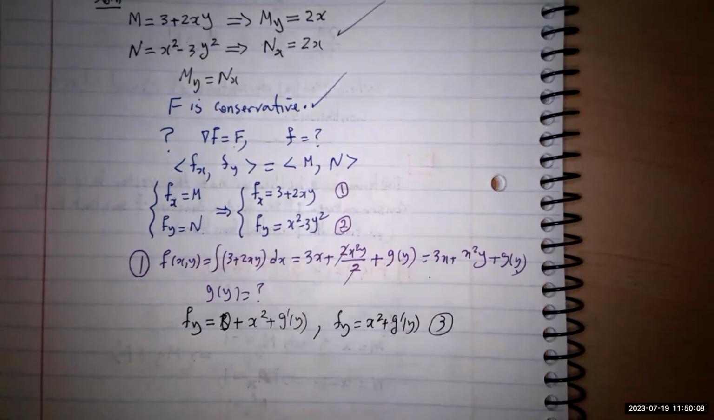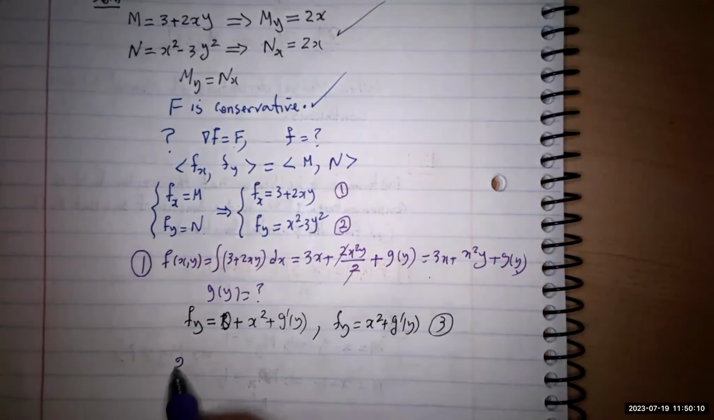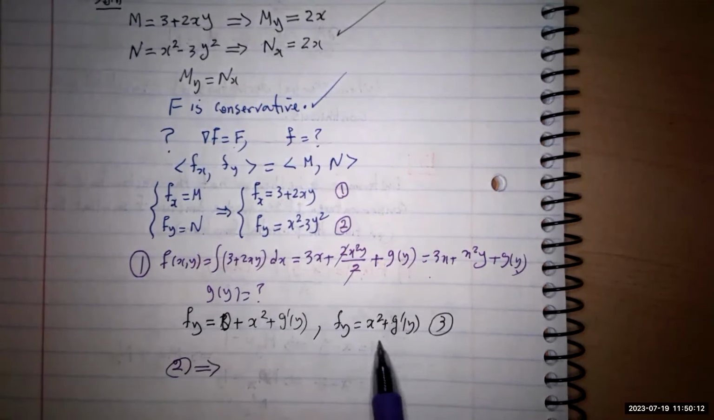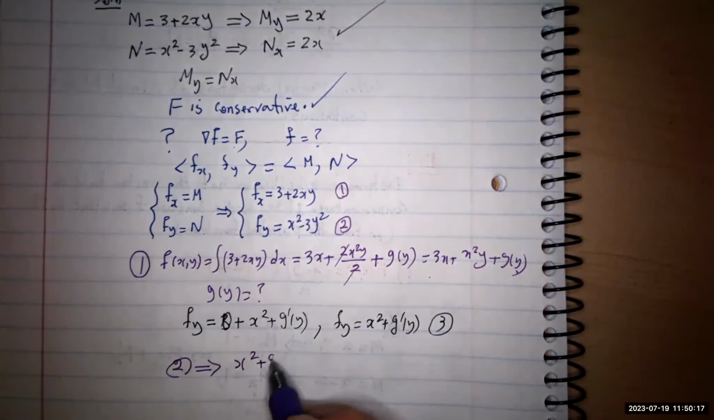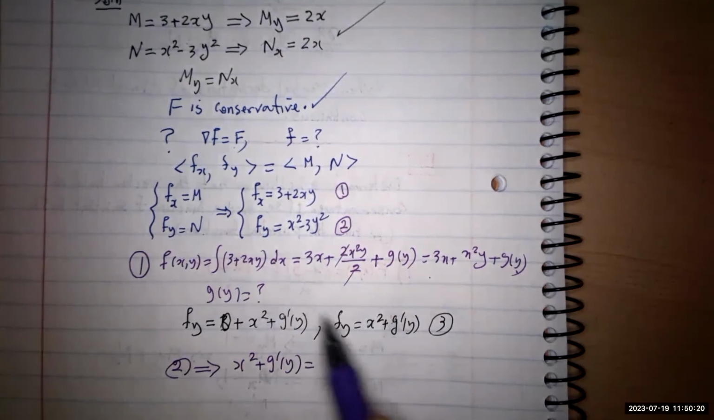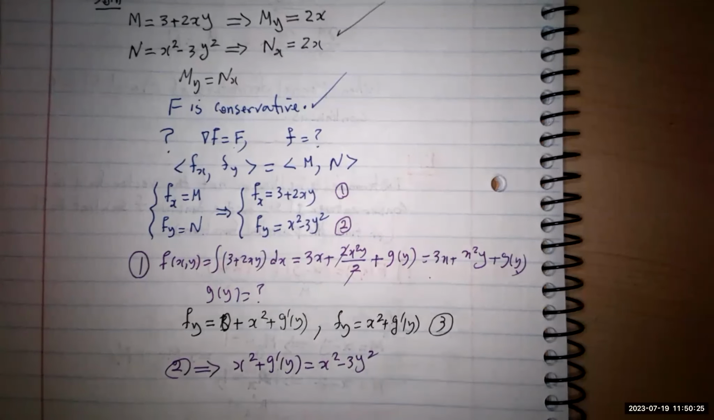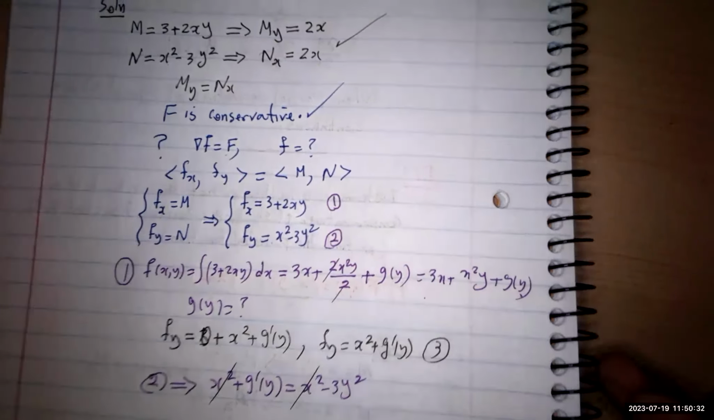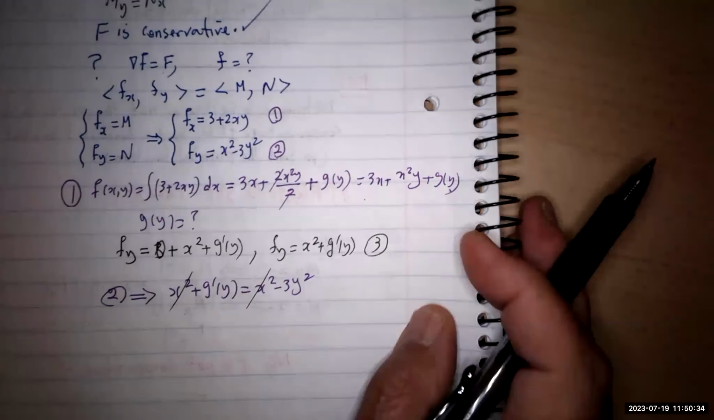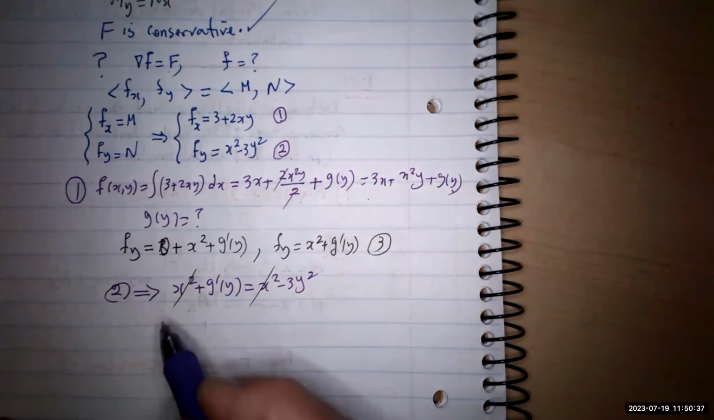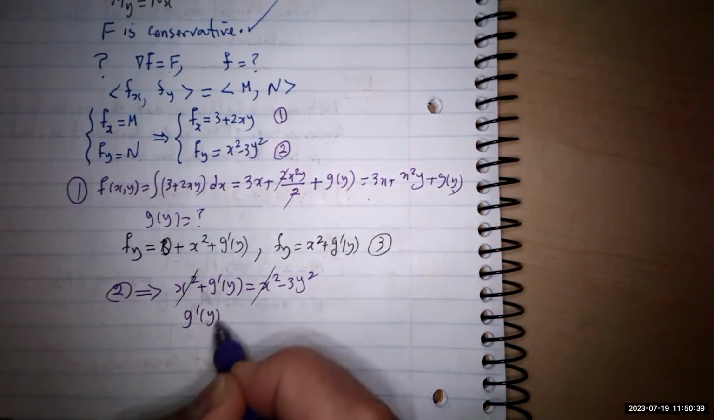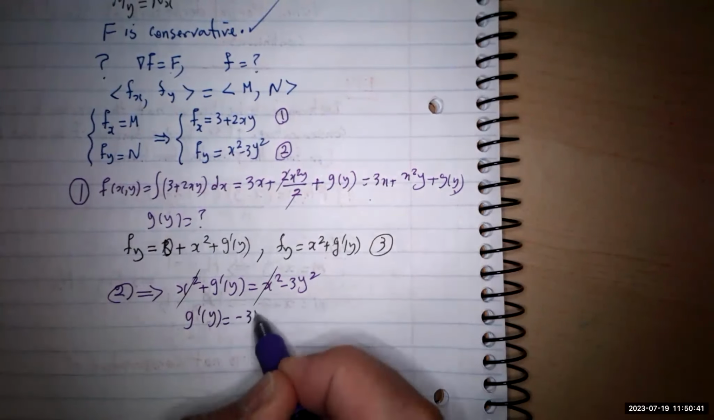Okay, so I'll go back to equation number 2, and I substitute f_y to be x squared plus g prime of y, and this is going to be equal to x squared minus 3y squared. Now, as you can see, the x squared and x squared will cancel out. So I will end up with g prime of y equal to negative 3y squared.